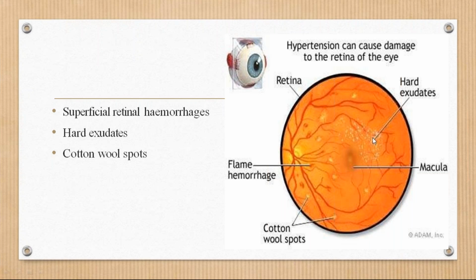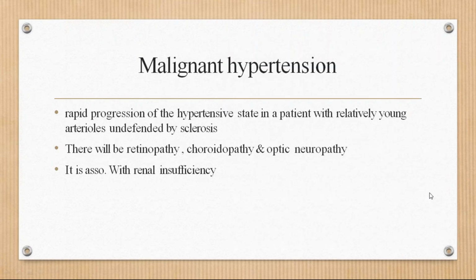You can see hard exudates here, and these whitish clumpy areas are the cotton wool spots. These bright white ones are hard exudates, and these are all flame-shaped hemorrhages. So these are all what you see in hypertensive retinopathy.